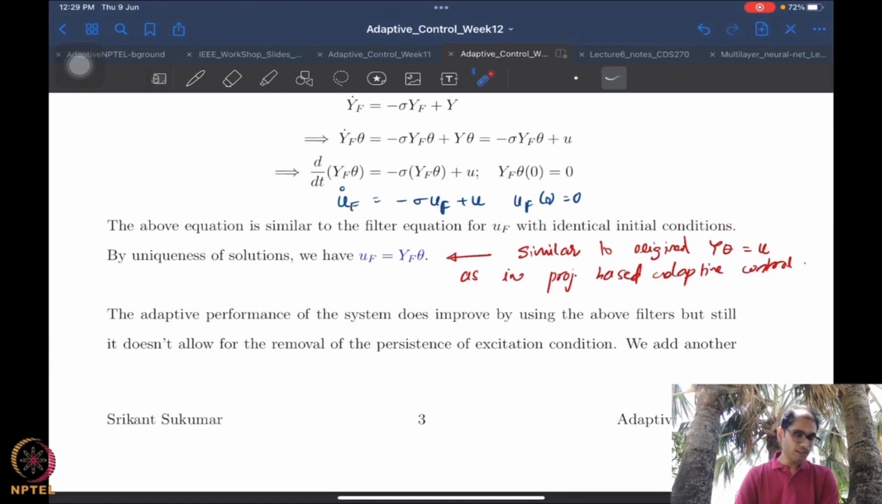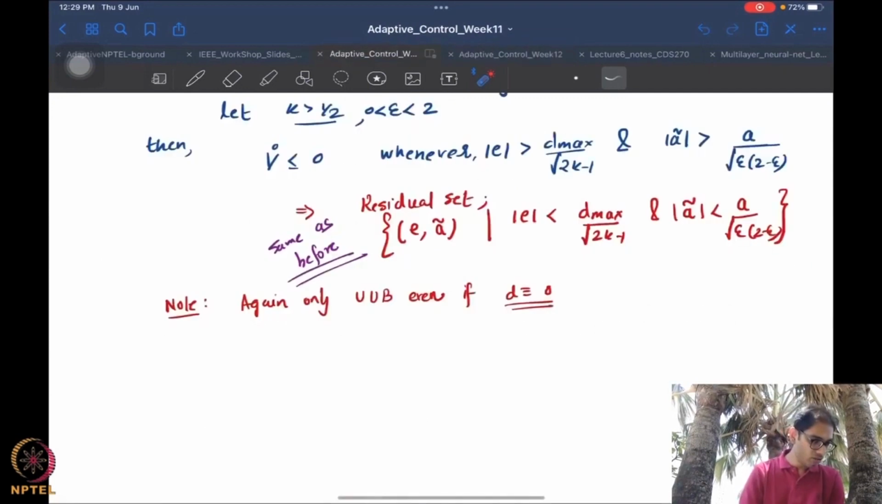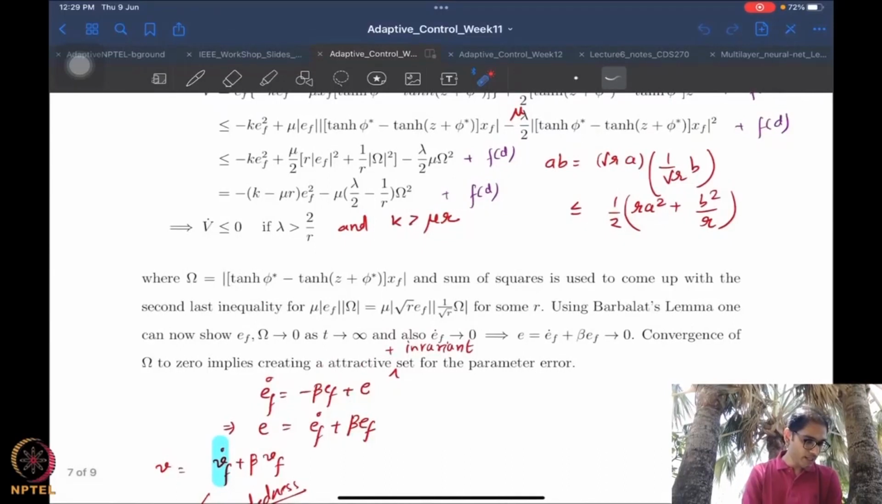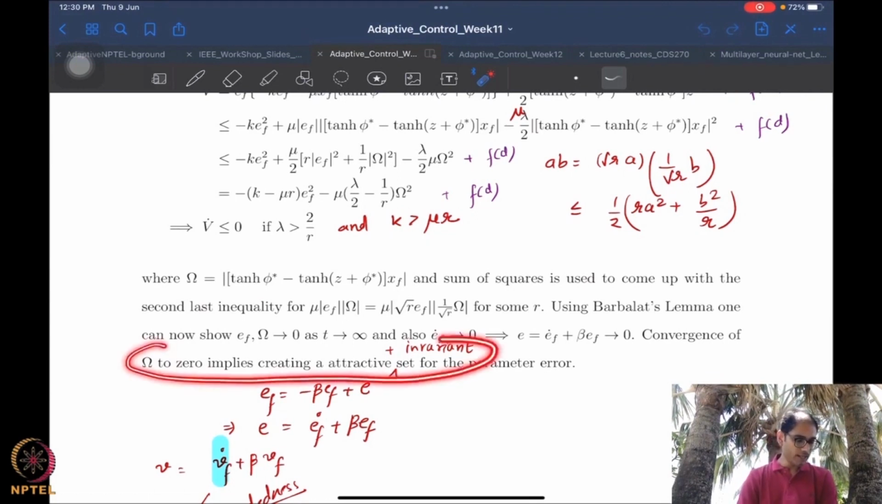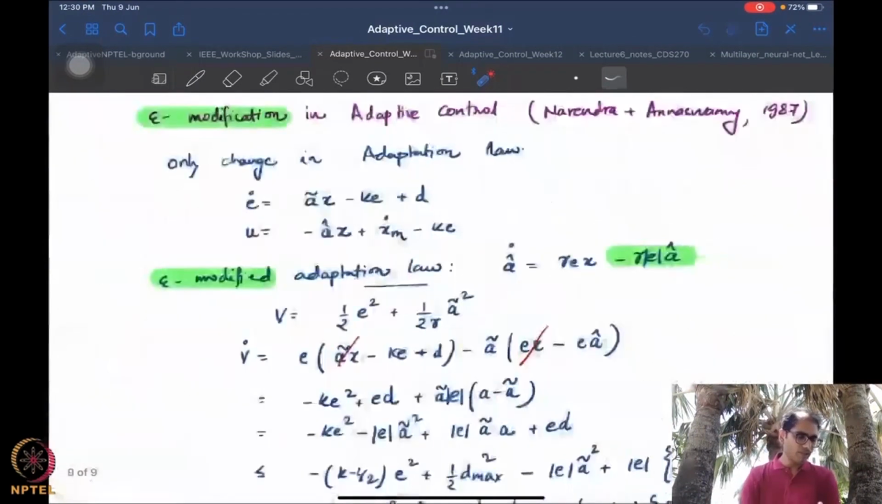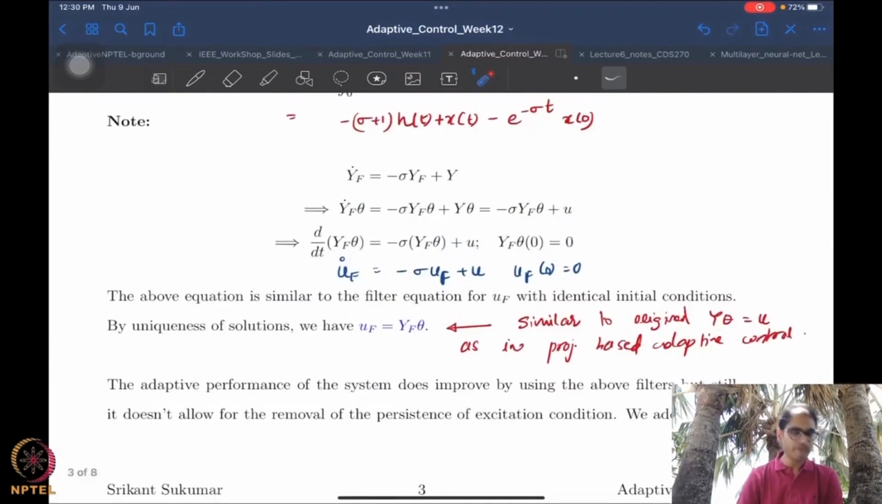Now one thing we know is that the performance of this system does improve by adding filters. How do we know this? Of course we didn't do anything, Slotine did. He also showed that the performance improves. And as we did in the projection based adaptive control, you remember that because of these filtered variables, you got an attractive invariant set, omega equal to 0. So this is sort of what Slotine also proved, and that's what you get when you have a filter system.